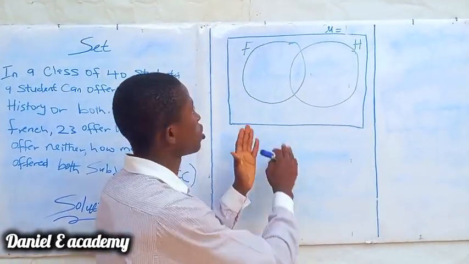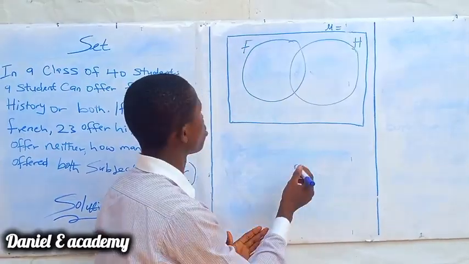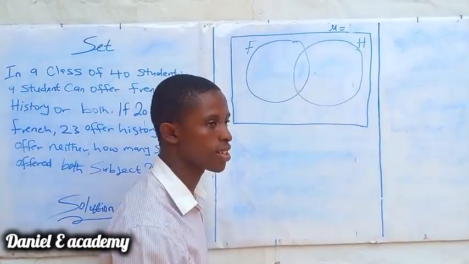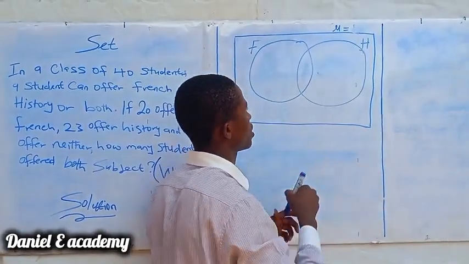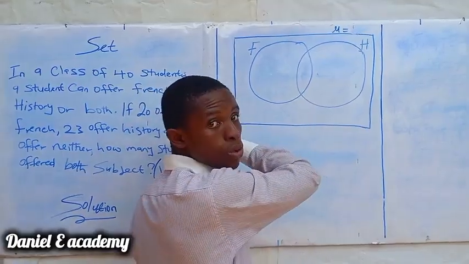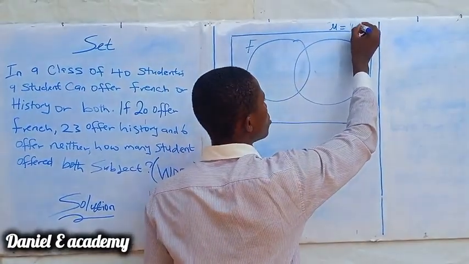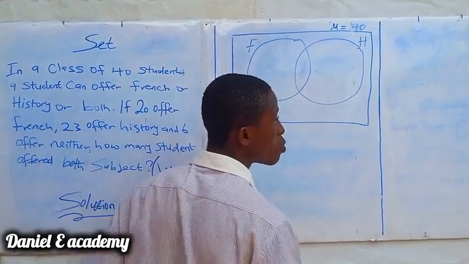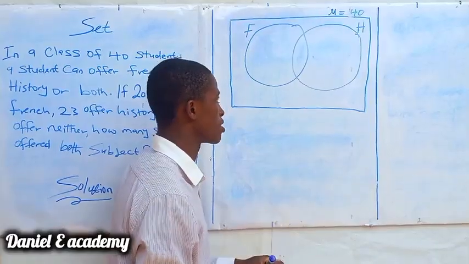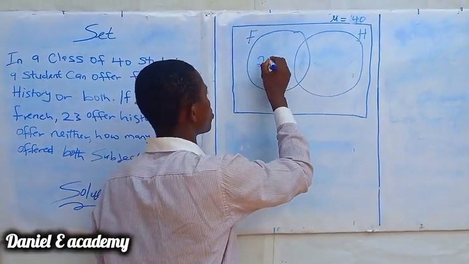So now draw the diagram. We will put this side as the universal set, the number of students we have in all. So we write down universal, and the number of students we have in all is 40. So we write 40 here. Then the number of people who do French is 20, so we write 20 here.